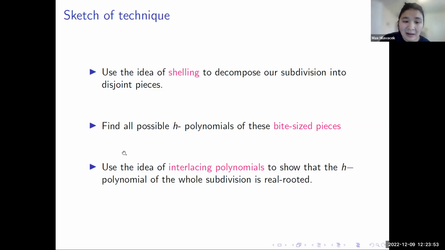And I want to talk a little bit more about how we get from the bite-sized pieces to the whole complex. Since we are breaking up our subdivision into disjoint pieces, if you take the h-polynomial of the pieces and then you want to find the h-polynomial of the whole thing, you just add them all together. In general, if you add real-rooted polynomials together, you don't get a real-rooted polynomial. But the theory of interlacing polynomials can be used to tell you when that actually happens nicely.